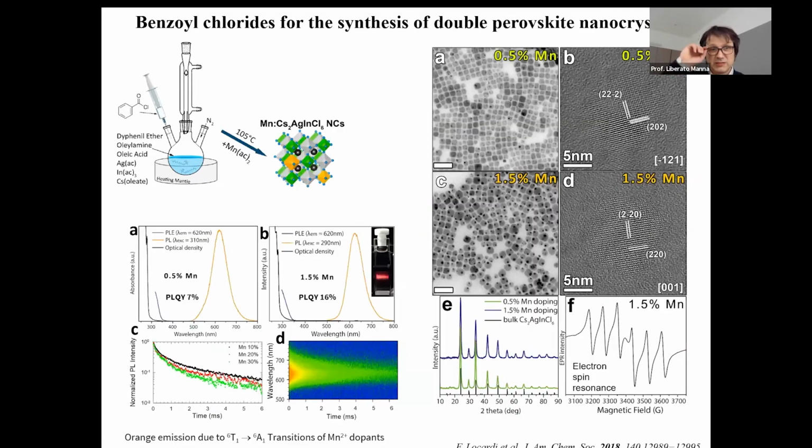When we dope these materials with manganese, for example, we could get up to a doping level of 1.5%. Then the matrix acts as a host, as a sensitizer, and the excitation gets transferred to the manganese. And so you get the standard orange-red emission from the manganese due to the internal d-d transition of the manganese, which is, of course, very long-lived. So you have a lifetime of milliseconds. And of course, by electron spin resonance, we could demonstrate that the manganese is inside this material.